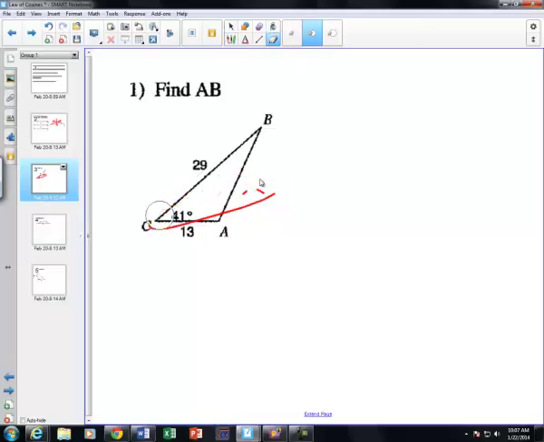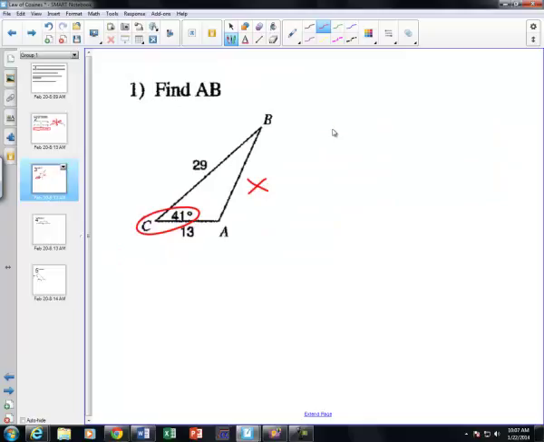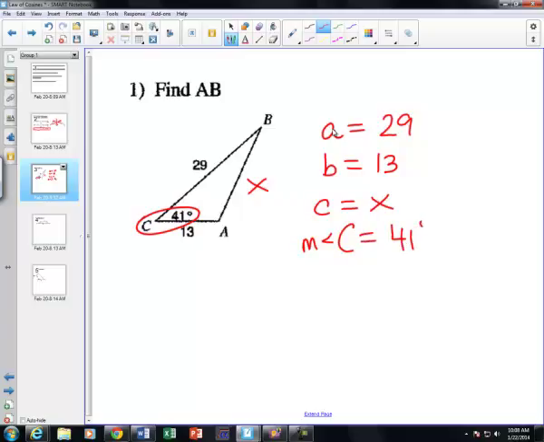So I'm going to look at law of cosines. Well, I'm trying to find AB. I'm going to put an x there. I know angle C. So I'm going to use the formula right here that ends with cosine C. So let's go ahead and get values for a, b, and c. So lowercase a is across from angle A, so that's 29. Lowercase b is across from angle B, so that's 13. Lowercase c is across from angle C, that's our x that we're looking for. And then the measure of angle C that we're using, the capital C, is 41 degrees.